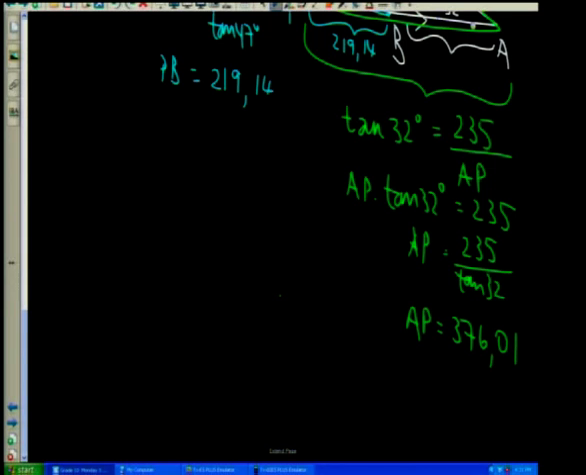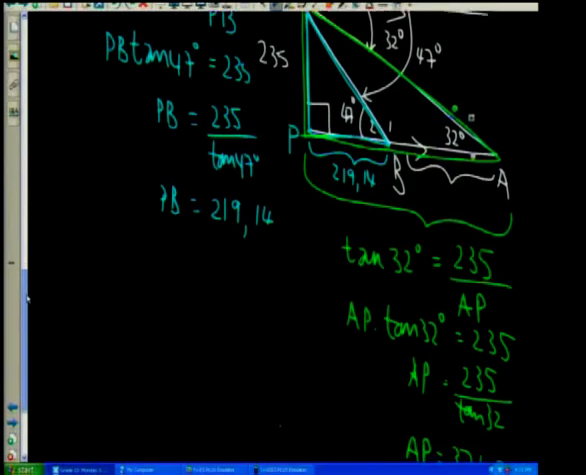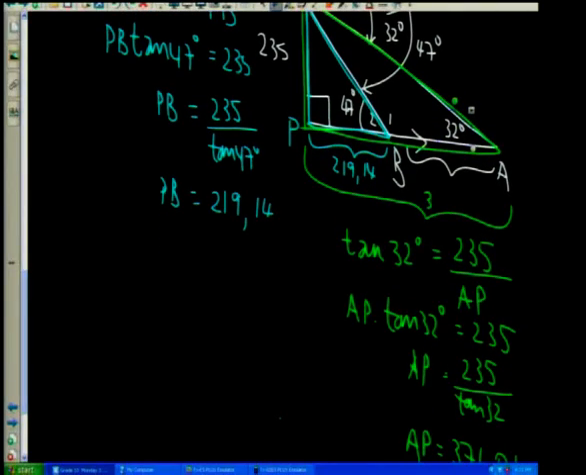376,01. Okay, so that is this length here, 376,01. Okay, so no prizes for guessing. How am I going to work out what that little leftover bit is? It's my green minus my blue.